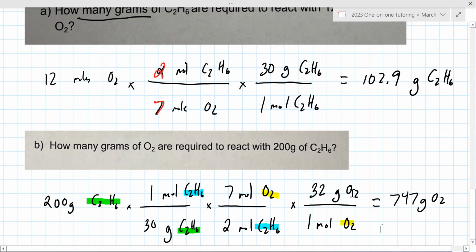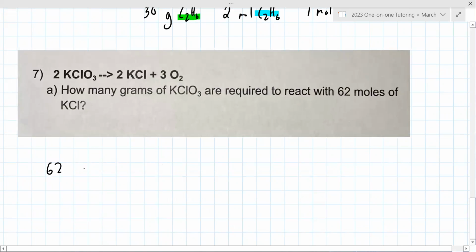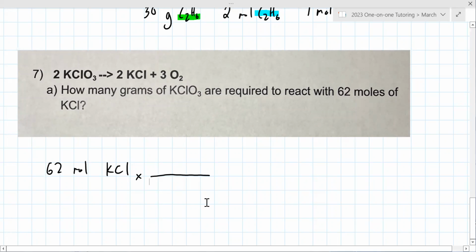So for number 7, how many grams of KClO3 are required to react with 62 moles of KCl? So in the top left, we're writing 62 moles KCl. That's an L, KCl. Yeah, it's chlorine, Cl. So what goes on the bottom? 62 moles, just mole KCl. Mole KCl. Okay.